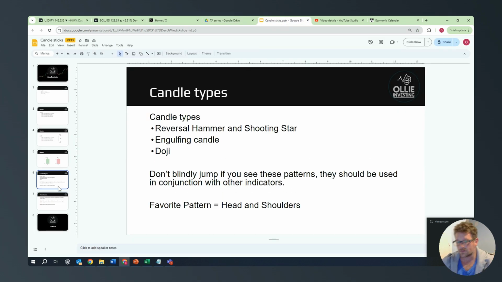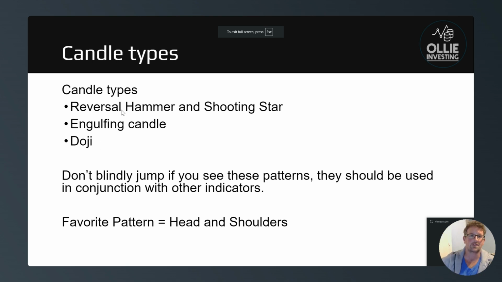Okay, cool. And then the last thing that I wanted to touch on from a candlestick perspective is candle type. There are loads of different candle patterns or types that you can look at, but my three favourite ones are the reversal hammer and the shooting star, the engulfing candle, which I mentioned when we were looking at the charts, and the doji. It's worth saying, don't blindly jump if you see these patterns. They should be considered in confluence with a higher time frame, because it's the higher time frames that really set the trend.